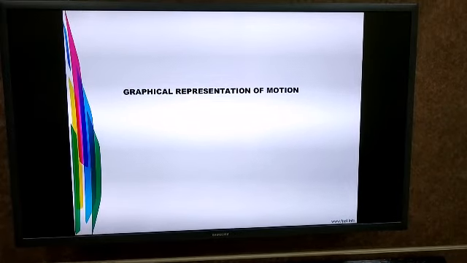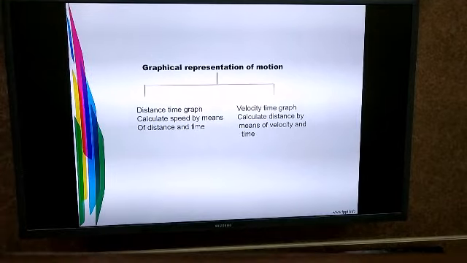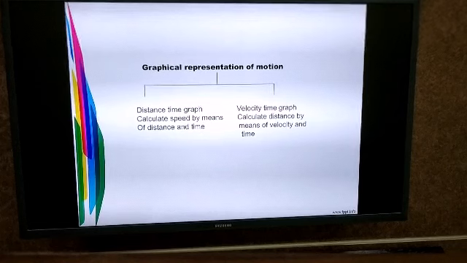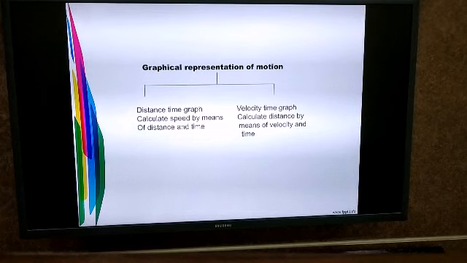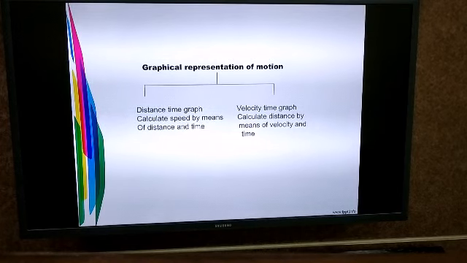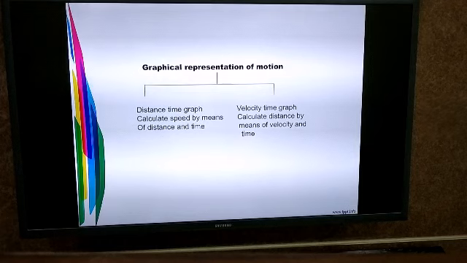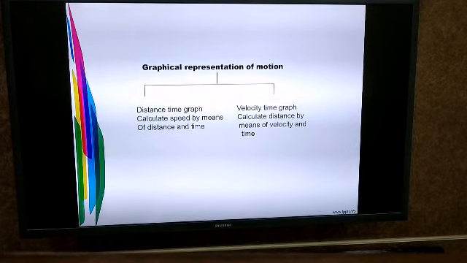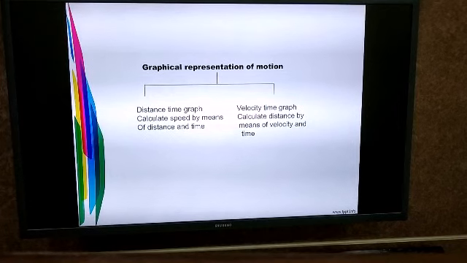Graphical representation of motion. Graphically, motion can be represented in two ways. It is in the form of a distance time graph, where we calculate the speed of an object with the help of distance and time that is given to us. Whereas in the velocity time graph, we calculate the distance of the object with the help of velocity and time that is given to us.